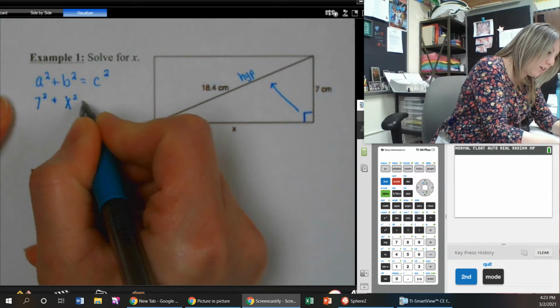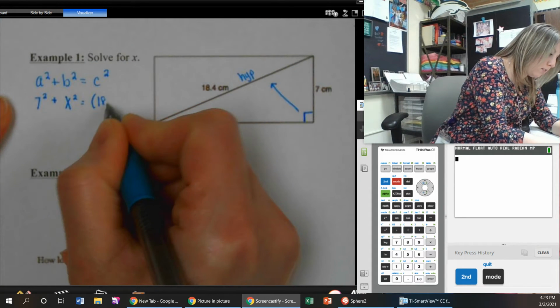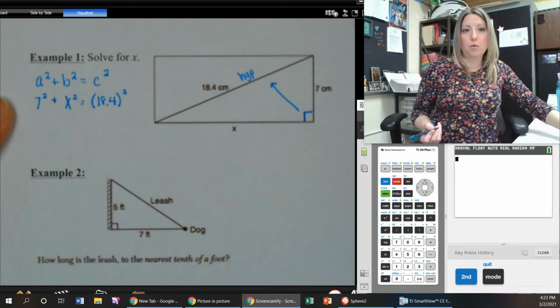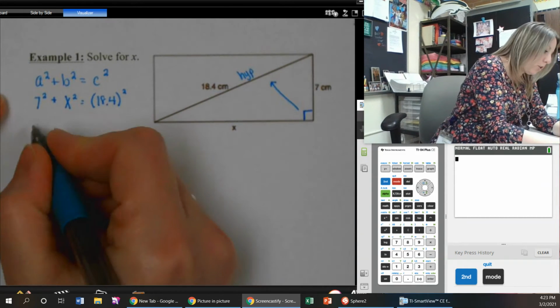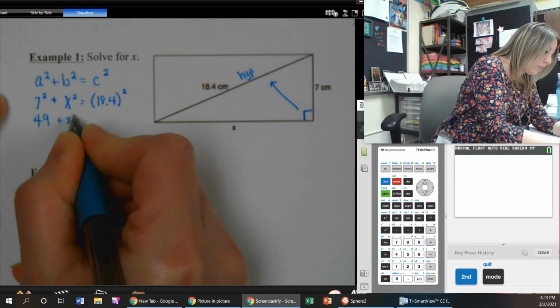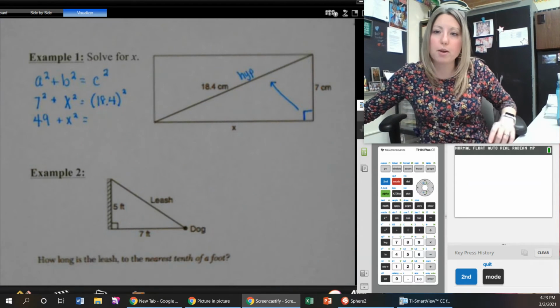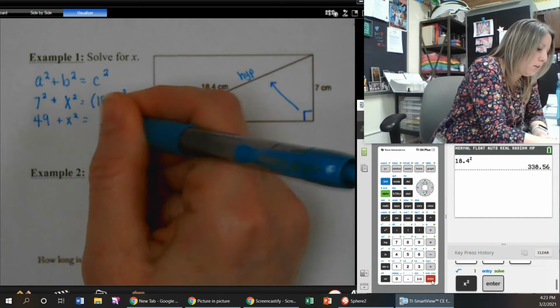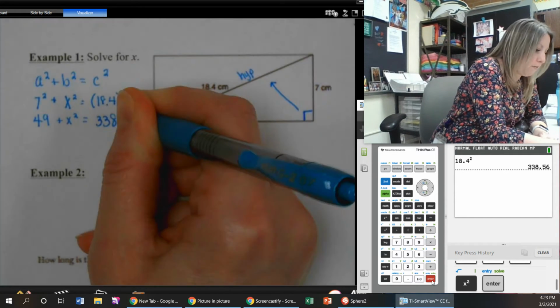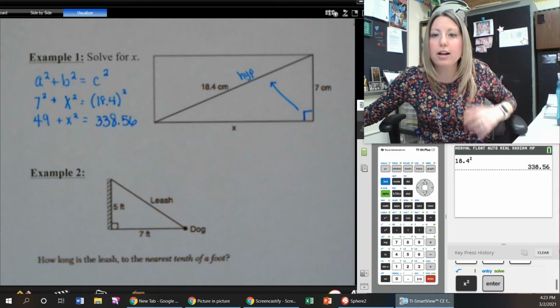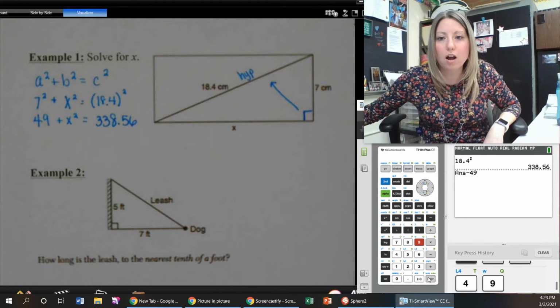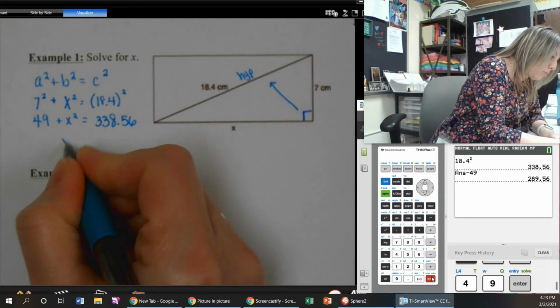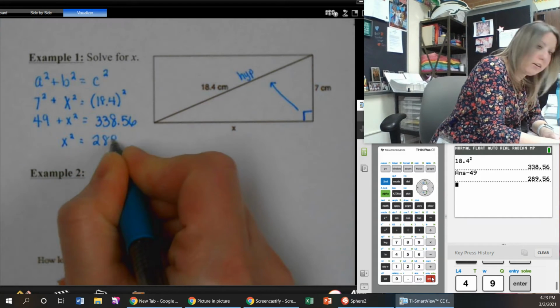So x squared goes here. And then 18.4 goes here and gets squared. Okay, so we know 7 squared is 49. And we'll leave this x squared because we don't know it yet, right? But now we've got 18.4 squared, which is 338.56. Start by subtracting 49 on both sides. So we get x squared equals 289.56.